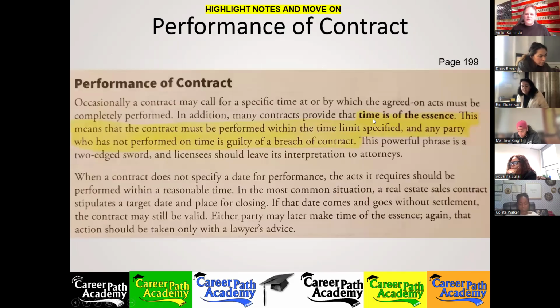So let's highlight time of the essence. This means the contract must be performed within the time limits specified, and any party who's not performed on time is guilty of breach of contract. Page 199.